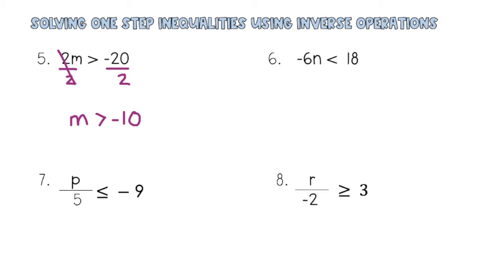Number 6, negative 6 times n is less than 18. So to solve for my inequality, I'm going to get n by itself by dividing both sides by negative 6. Negative 6 divided by negative 6 is equal to 1, so n is now by itself. I can bring down my inequality symbol, and 18 divided by a negative 6 is negative 3. Be careful, a positive divided by a negative will still equal a negative.